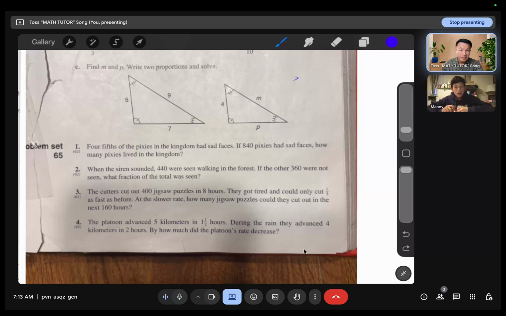Do you understand why? Because it's telling you that 4/5 had sad faces. 840 had sad faces already. They were giving you a specific number for the sad faces, right? And they're telling you that's 4/5 of something bigger, right? That means what you said the second time is more correct. Okay, that looks good.